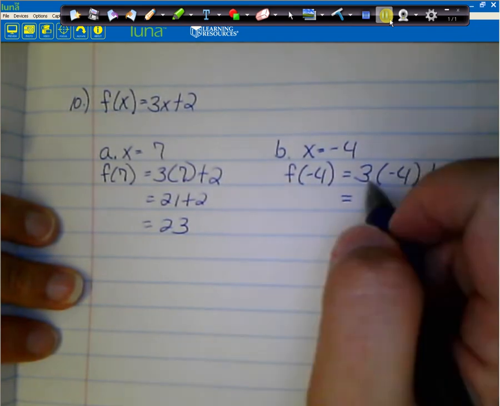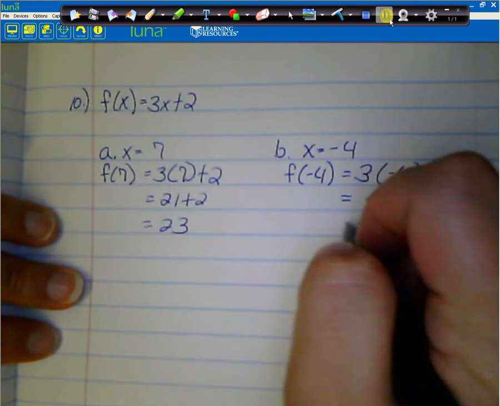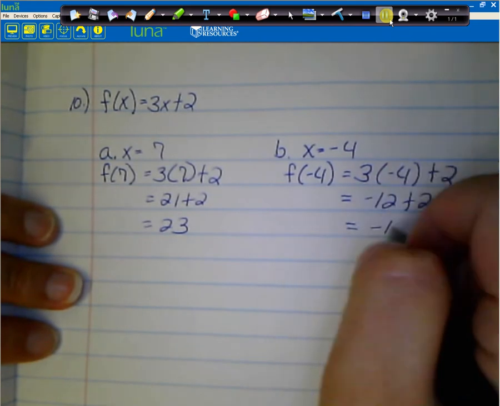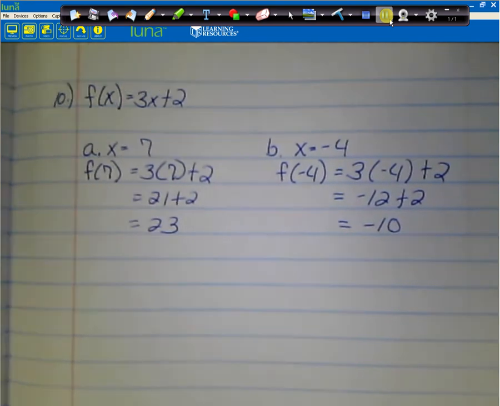So we're going to say 3 times negative 4 is negative 12. Negative 12 plus 2 is negative 10. So function f evaluated at negative 4 is equal to negative 10. Take a minute, make sure you have all that copied down before you move on.